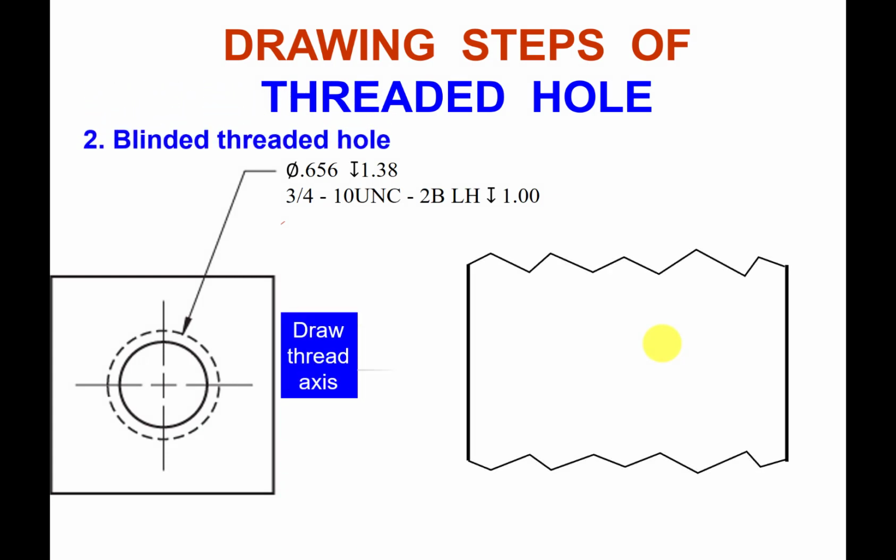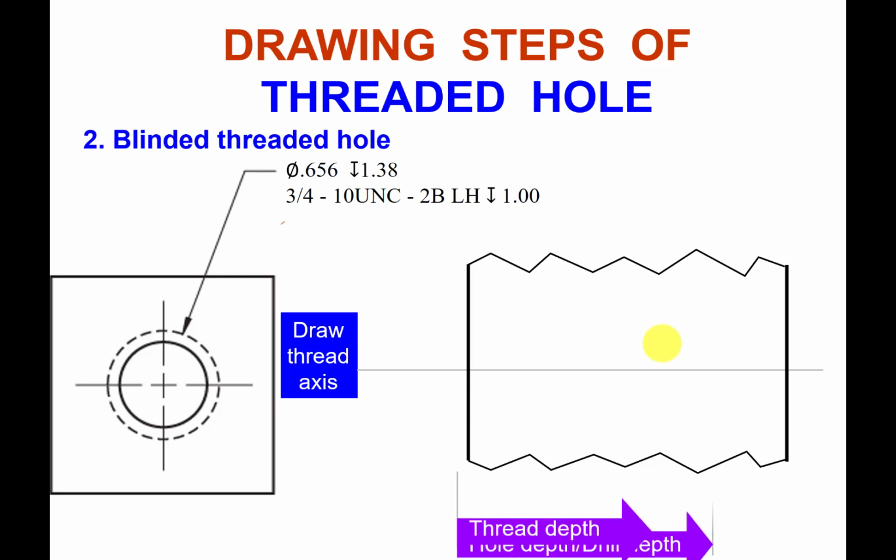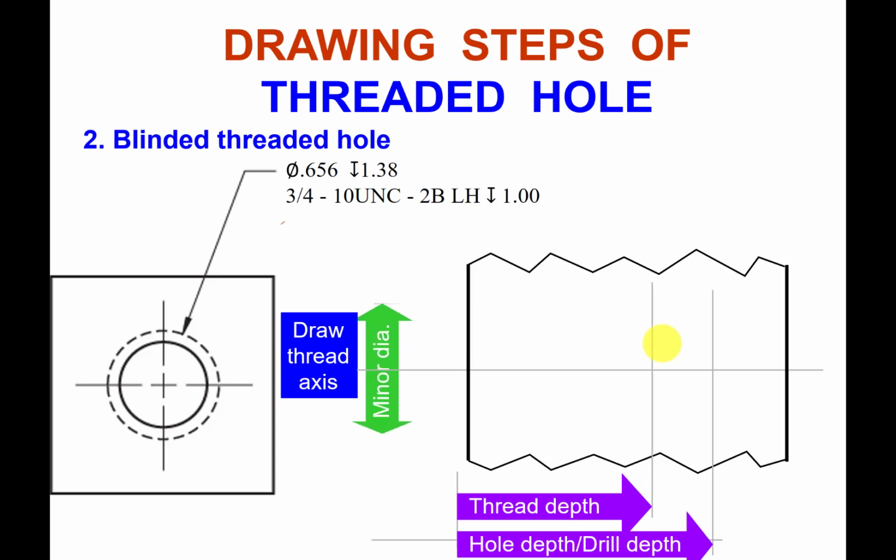Read this callout. The first line represents the information of the hole. The second line represents the information of the threads. The size of the hole is always larger than the size of the thread. The length of the hole can be different from the length of the thread.